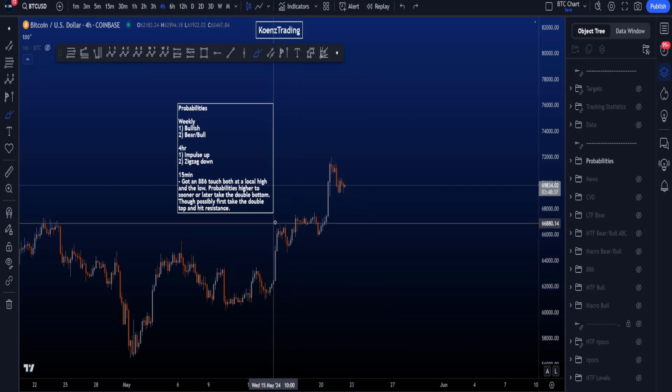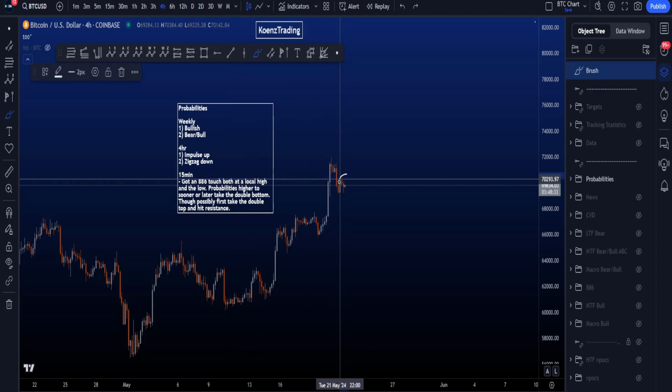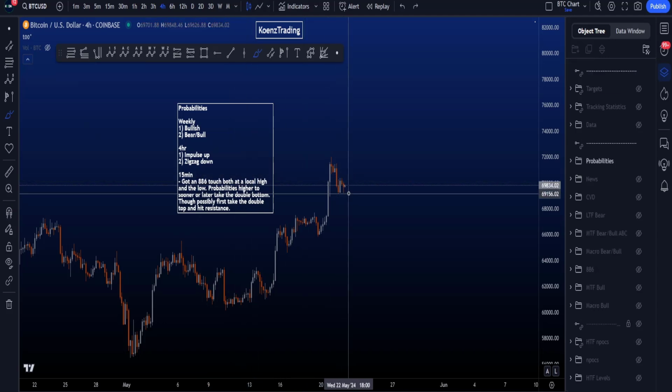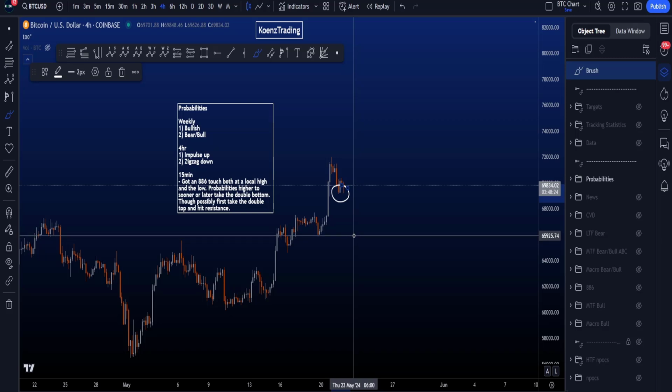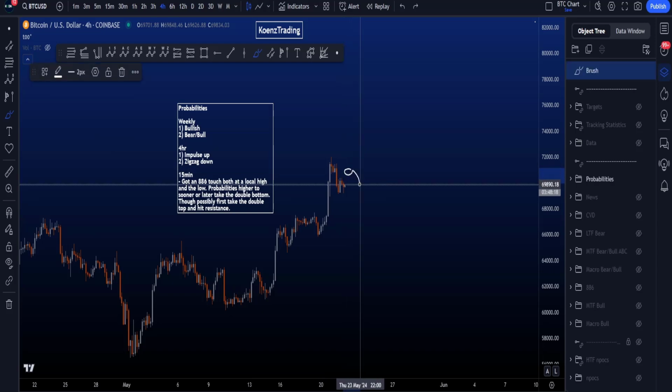And on a 15-minute time frame, we have an 886 touch both at the local high over here as well as at the low. Probabilities are higher to sooner or later therefore take out the double bottom, though first possibly we might actually take out the double top to hit the resistance above before moving down.